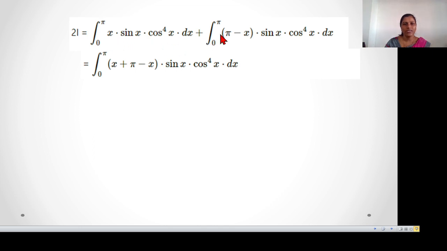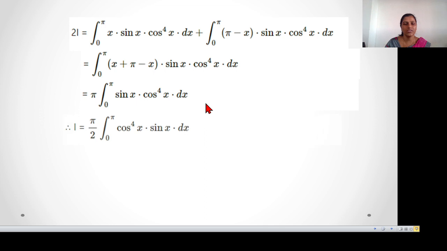So we have x plus pi minus x in brackets, and these two terms as sin x into cos raised to 4 x dx. So here plus x minus x gets cancelled, and the pi term is kept outside of this term. So pi into the integral from 0 to pi of sin x into cos raised to 4 x dx. So transferring this 2 to the RHS, we get I is equal to pi by 2 times the integral from 0 to pi of cos raised to 4 x into sin x dx.